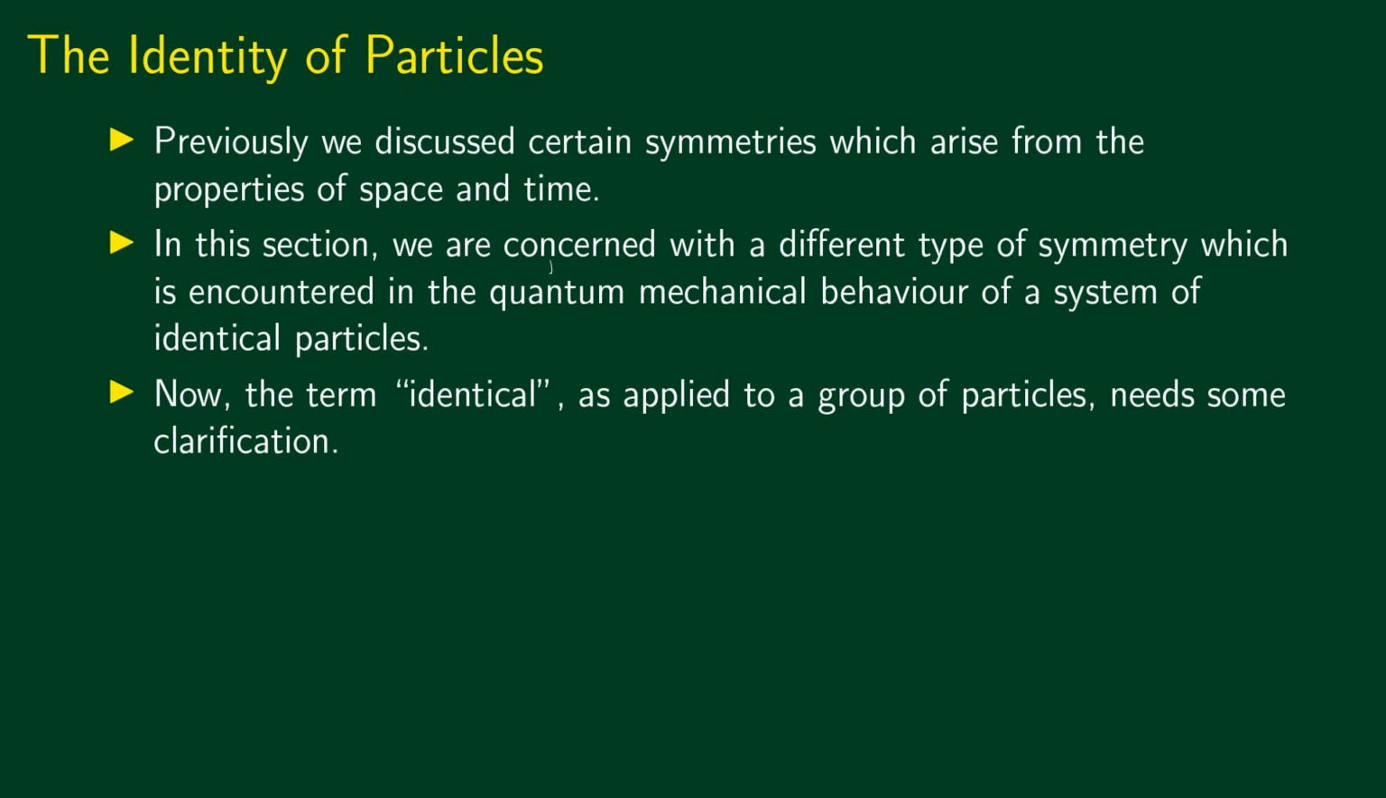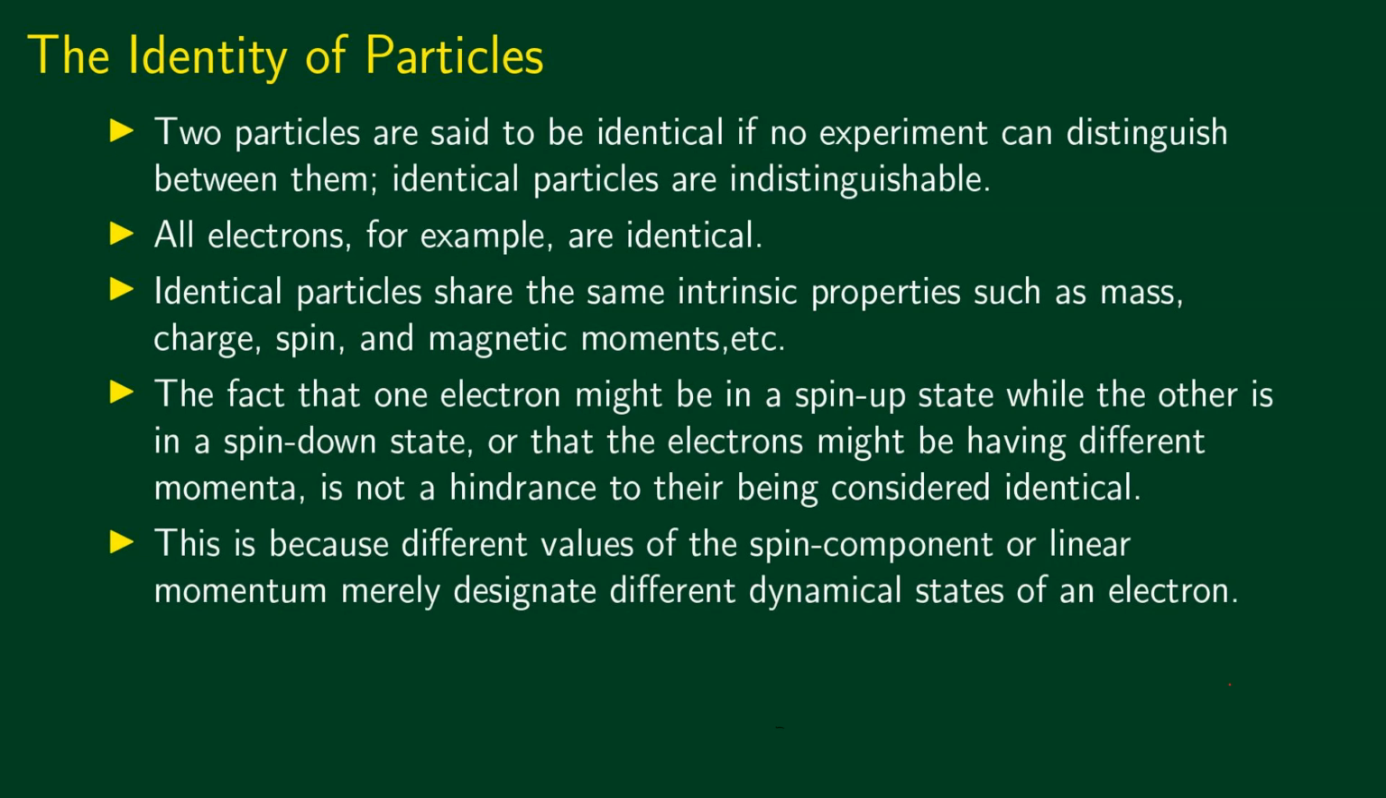Now we shall discuss a different type of symmetry, and we encounter such symmetry in the quantum mechanical behavior of a system of identical particles. Let's start by clarifying the term identical when we apply it to a group of particles. Two particles are said to be identical if there is no experiment that can distinguish between them. So identical particles are indistinguishable.